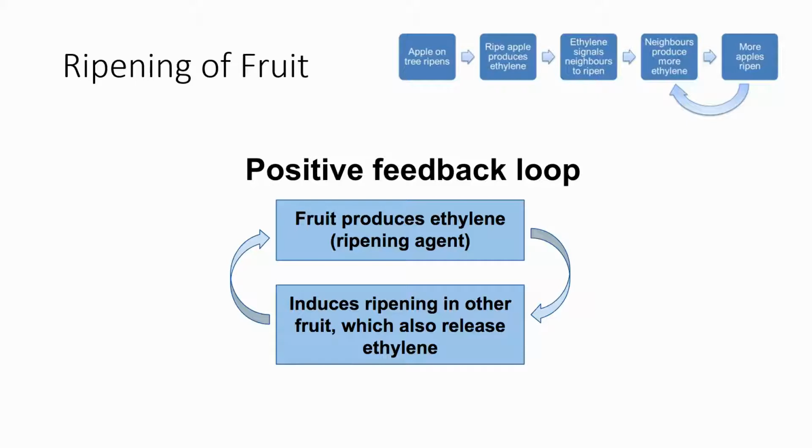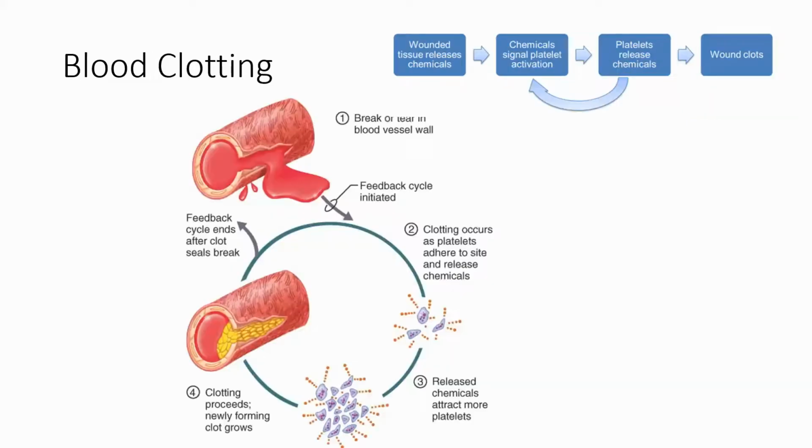So they usually pick these while they're still green or unripe. And then once they're getting closer to the supermarket, they'll pump in some ethylene and ripen everything up. So that's how you get fresh fruit.